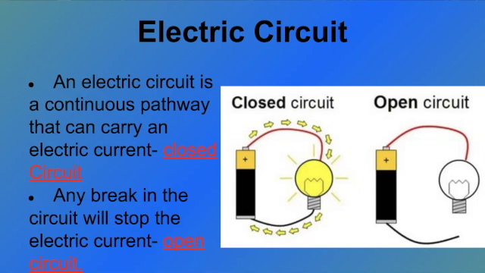This is called a closed circuit because the electrons that come out of our battery are going to return back to our battery. Now, if there is any break in the circuit that makes this incomplete, if there's an open section of the circuit, like if I cut this red wire in half or something like that, it is going to be an open circuit. So any break in the circuit will stop the electrical current. This is called an open circuit.